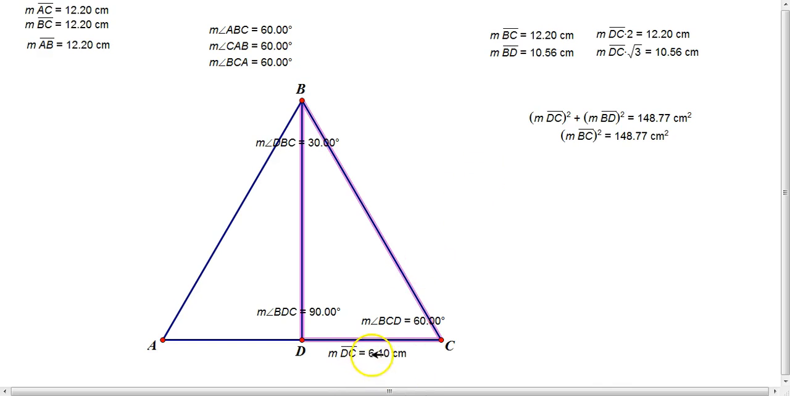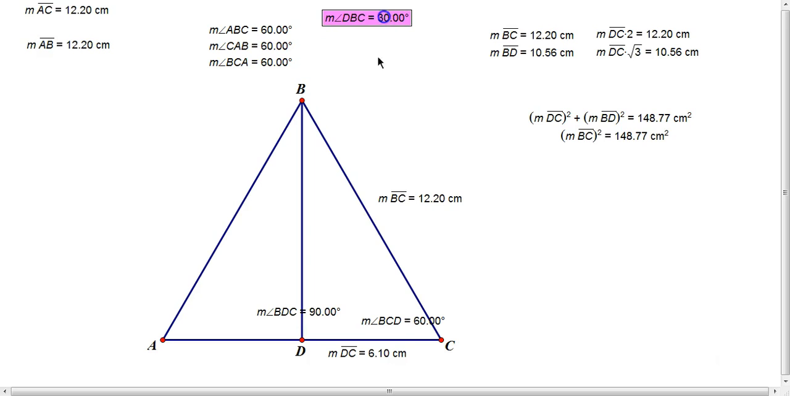So this side length right here, DC in this case, is 6.1. BC is going to be 12.2, still 12.2. That didn't change. And you'll notice the relationship between these two side lengths in this case of the 30, 60, 90 triangle: the shorter leg, because it's opposite the 30-degree angle, is half of the hypotenuse. That will be the case no matter what.